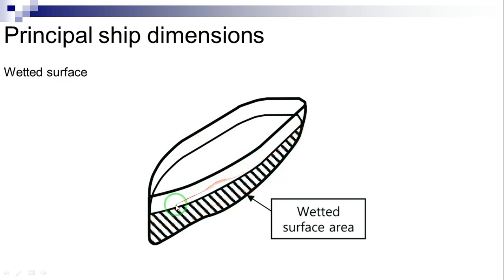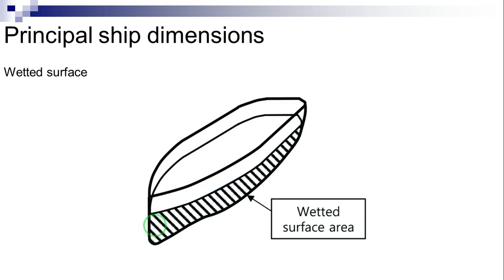Wetted surface. For a vessel floating at a given waterline, the total area of its outer surface in contact with the surrounding water is known as the wetted surface. The knowledge about the wetted surface is important for the estimation of the frictional resistance to the motions of a vessel. The wetted surface is customarily calculated for a vessel at several waterlines and appears as one of the curves of form or hydrostatic curves.